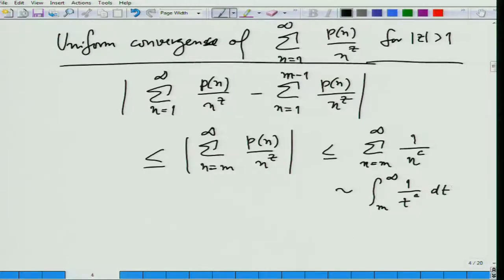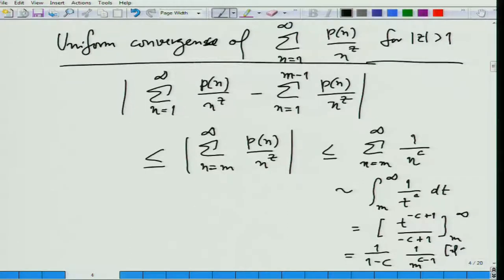Yeah, this sum you can approximate as the integral from m to infinity of 1 over t to the c dt, which is within some constant factor of this. And this is t to the minus c plus 1 by minus c plus 1, from m to infinity, and this is the place where we use the fact that c is greater than 1. So, the second part of this is 0, and this is therefore 1 over 1 minus c, times 1 over m to the c minus 1. This is if c is greater than 1.